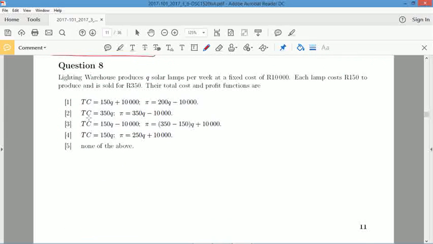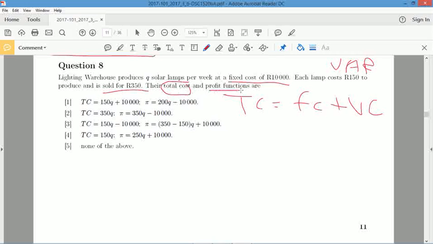Question 8. Lighting warehouse produces Q solar lamps per week at a fixed cost. So there's fixed cost, that's important. Each lamp costs 150 to produce. So that is a variable cost. Remember, total cost equals fixed cost plus variable cost. That gives you the total cost. And they're sold for 350. They want to know their total cost and the profit functions.